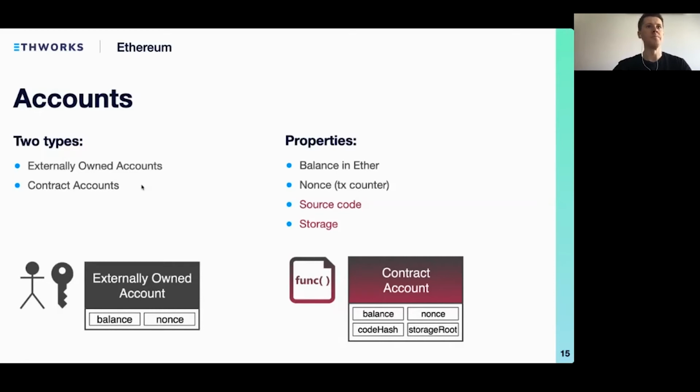Going back, both of these accounts have a balance, which is how much money they hold in Ether. And they also have a field called nonce, which is a transaction counter, which means how many transactions this account made so far. Notice that there is a nonce name collision. This nonce here is something different than the nonce you saw in the block.